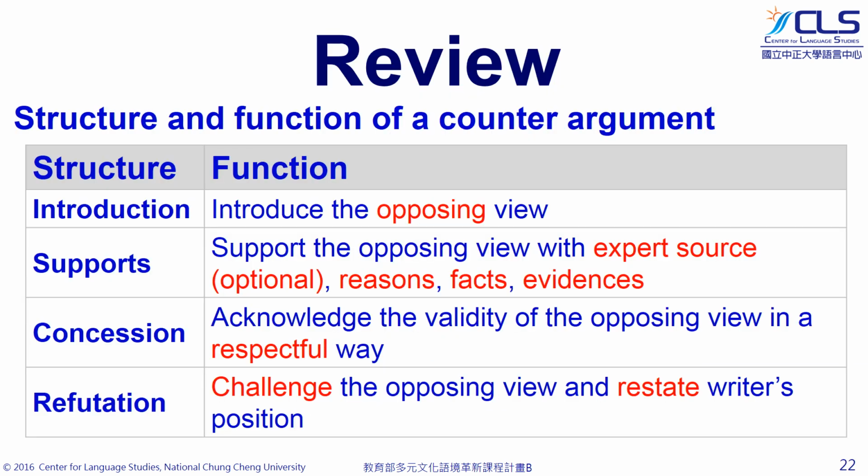As we've learned, when writing a counter-argument, we introduce the opposing view first in the introduction. Next, we provide expert sources, reasons, facts, and evidence to support the opposing view. Then, in the concession part, we acknowledge the validity of the opposing view in a respectful way. Finally, in the refutation part, we challenge the opposing view and restate our position.